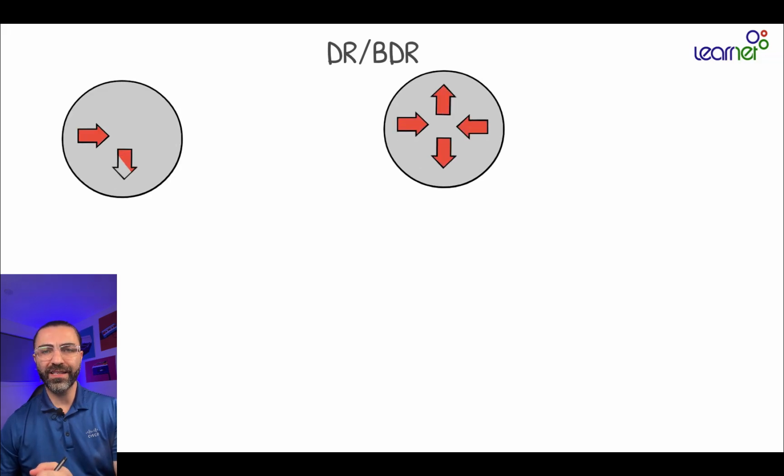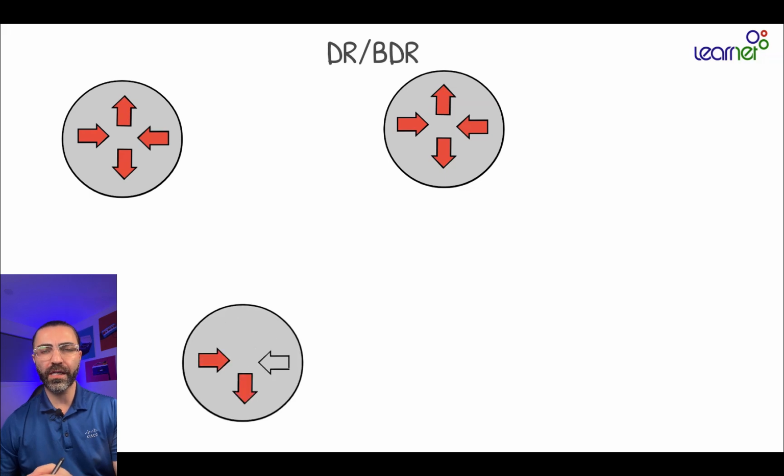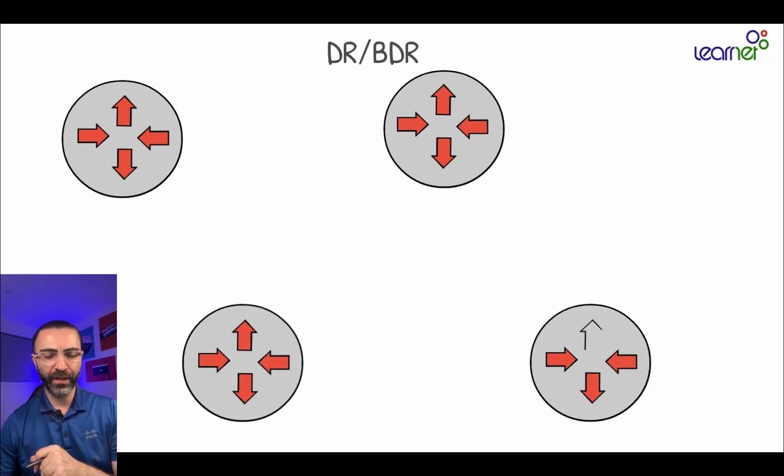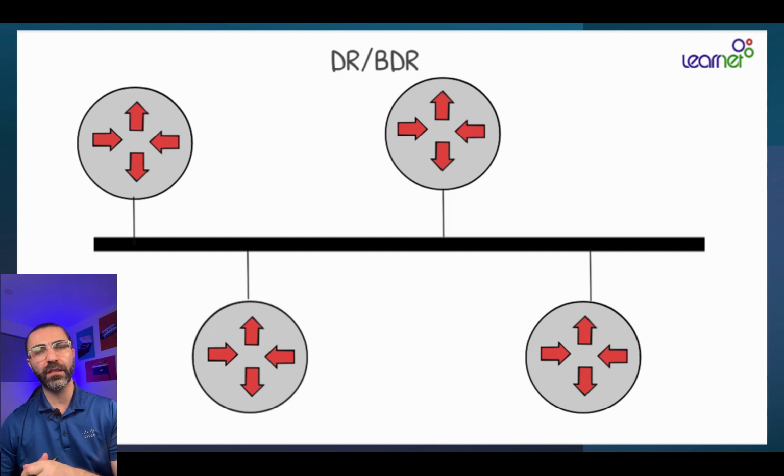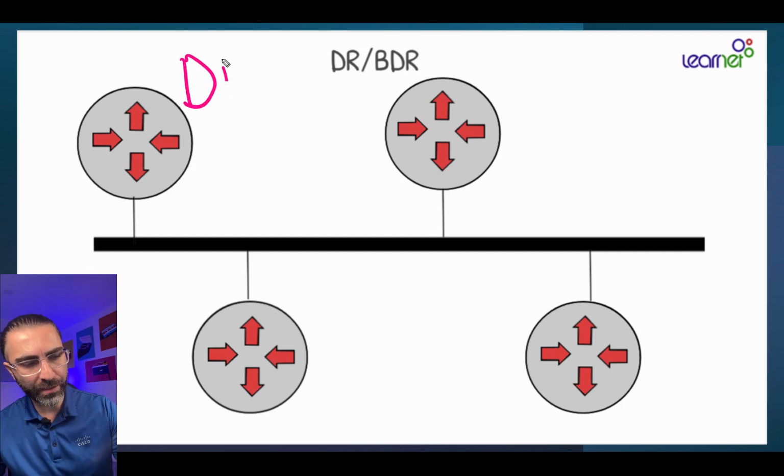Now let's talk about the DR and BDR concept. DR stands for designated router, and BDR stands for backup designated router. When you have multiple OSPF routers in a network segment, like you can see in the slide, OSPF doesn't flood all information between all the routers. In these circumstances, one of the routers becomes the master, or designated router. How is it picked? The router which has the highest router ID will be picked as the designated router. Let's assume that this is the designated router now.